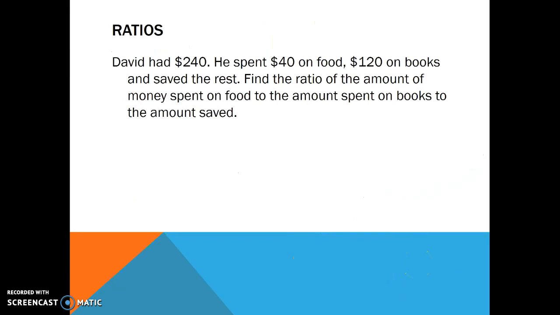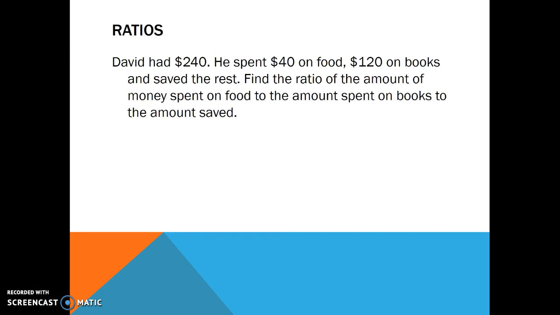All right, David had $240. I'm looking at number 4 on your page now. He spent $40 on food, $120 on books, and saved the rest. Find the ratio of the amount of money spent on food to the amount of money spent on books to the amount of money saved.